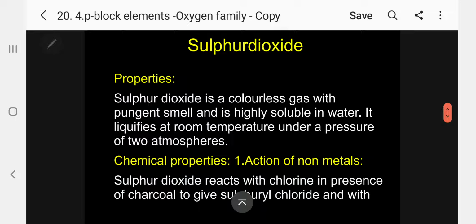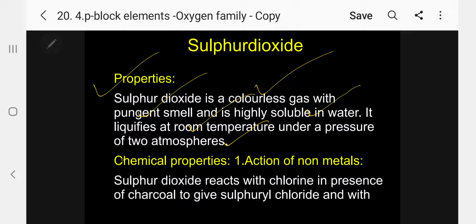Properties, as usual, physical properties first. Sulfur dioxide is a colorless gas with a pungent smell and is highly soluble in water. It liquefies at room temperature and a pressure of 2 atmospheres.